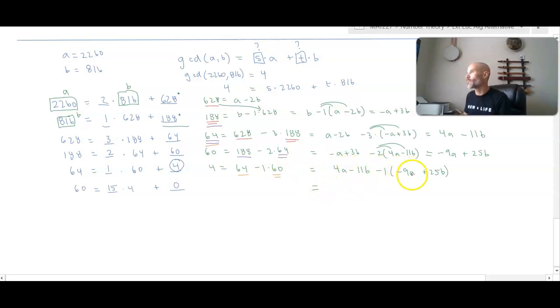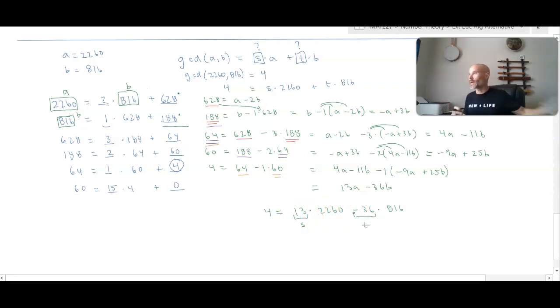We have 4a plus 9a is 13a. And then we have negative 11b minus 25b is negative 36b. Okay, well that last line was our GCD, which is 4 equals 13 times a, where a, remember up at the top, is 2260, minus 36 times b, which was 816. So this should be our S, and this should be our T.